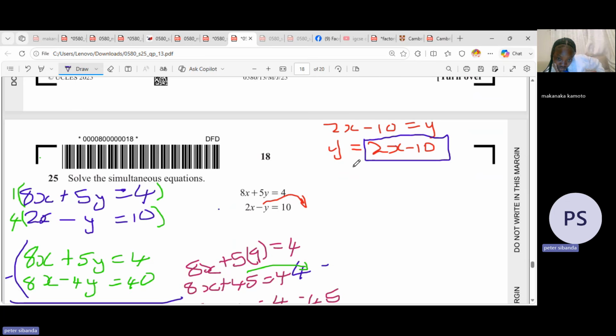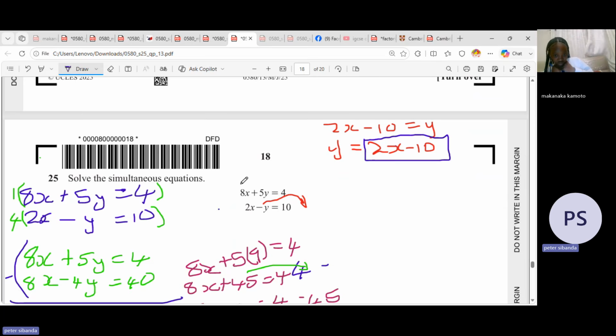Substitution does the same, because with substitution, you first have to figure out what the other variable is equal to in terms of the other variable. Like in this case, we have seen that y itself is equal to 2x minus 10. So the 2x minus 10 can be put where y was in the other equation.